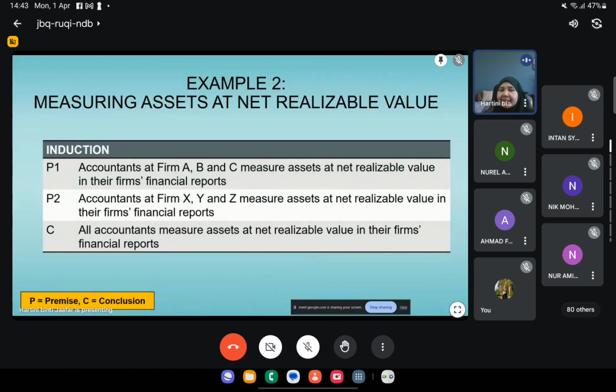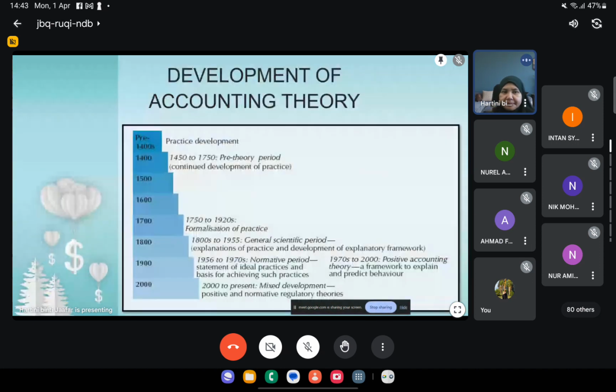Okay, so it really depends on which approach you would like to use. But I would say that a lot of the studies performed using positive accounting theory use the deductive approach, whereas other studies that use different types of accounting theory, some of them can use the inductive approach. Okay, it really depends on the situation.